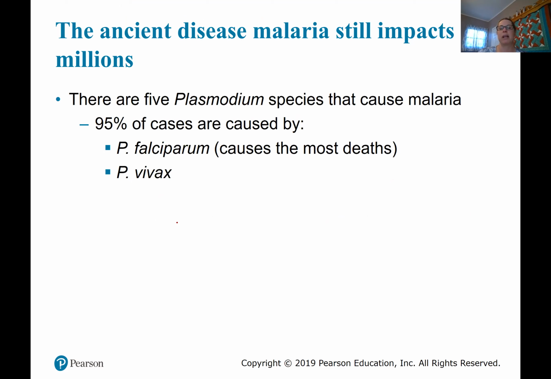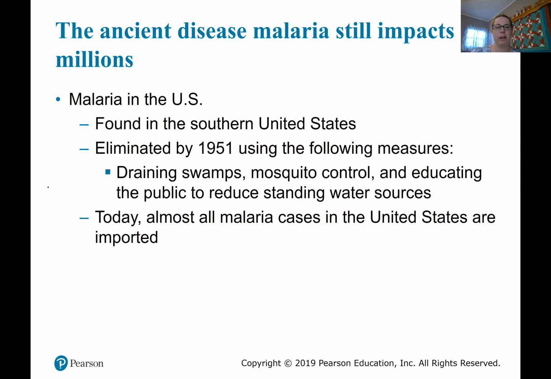There are 5 Plasmodium species that can cause malaria, but most cases are going to be Plasmodium falciparum or Plasmodium vivax. Malaria in the US is pretty well eradicated, but up until 1951, it was a problem, and it caused some issues with the Revolutionary War, the Civil War, and things like that. A lot of deaths occurred because of malaria in the southern parts of the United States.